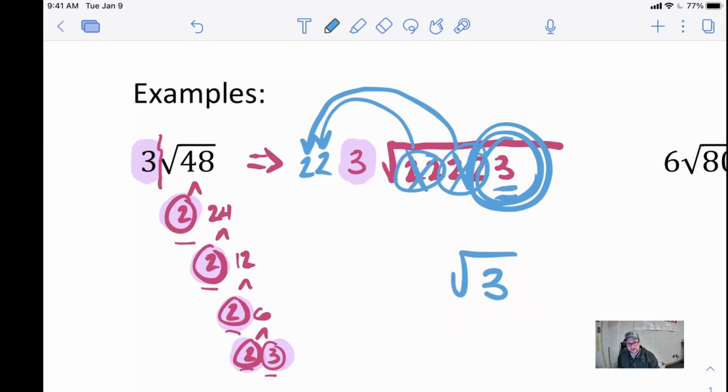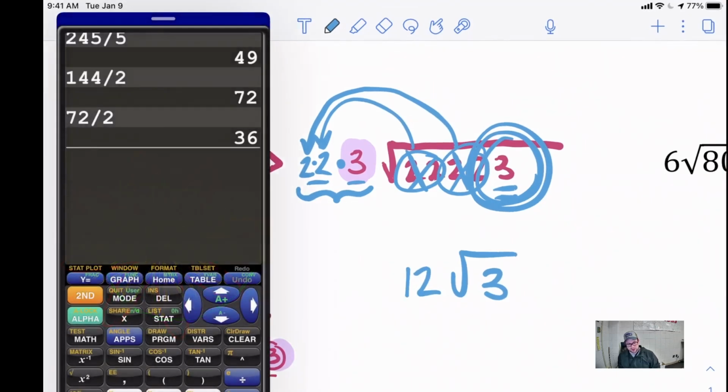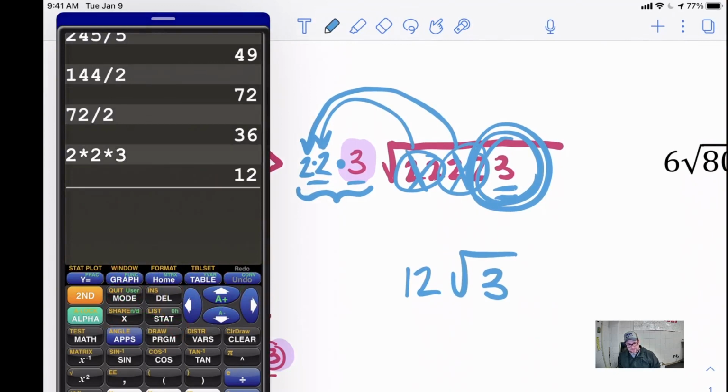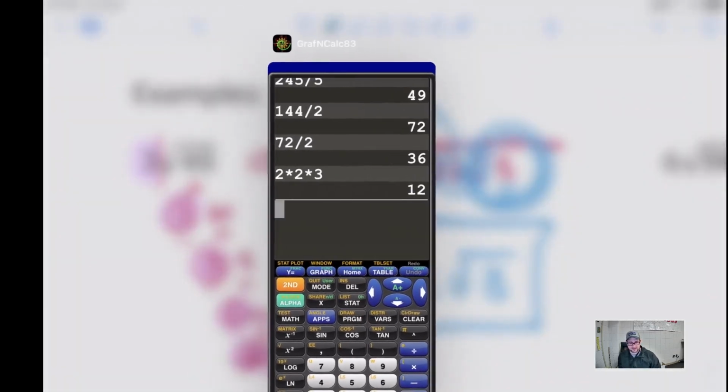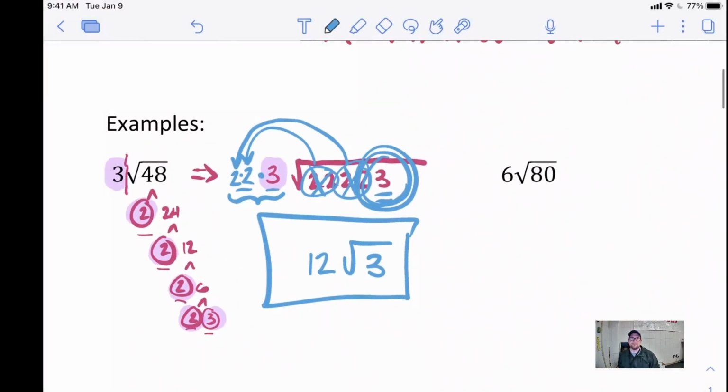Now, on the outside, this is that new part. Now I have 3 numbers on the outside. Just like we learned yesterday, we just multiply all of the outside numbers together. So 2 times 2 gives us 4, and 4 times 3 gives us 12. Or on your calculator, you could have just punched in 2 times 2 times 3, and you would have also gotten 12. And this would actually be our final answer. Nice job. Let's do another one.